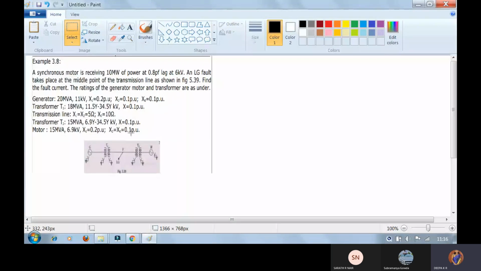So each and every value is specified for how the sequence diagram can be drawn. So this is the diagram: generator, star with grounding, transformer, both the primary and secondary side star connection with grounding, means all are connected, there is no open in the network. So all the time you have a closed circuit. And they have specified an LG fault takes place at the middle of the transmission line. So this is your transmission line connected between transformer 1 and transformer 2. The LG fault exists here.